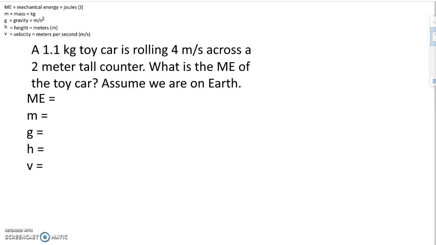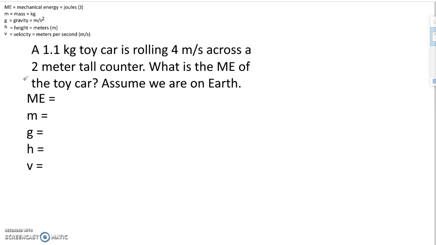Let's look at how to solve for total mechanical energy. First things first, we've got our list of information up here identifying what each variable is measured in. We've got our problem right here, and then the blank list that we're going to fill in based off of our problem given. I'm going to start by reading the problem.